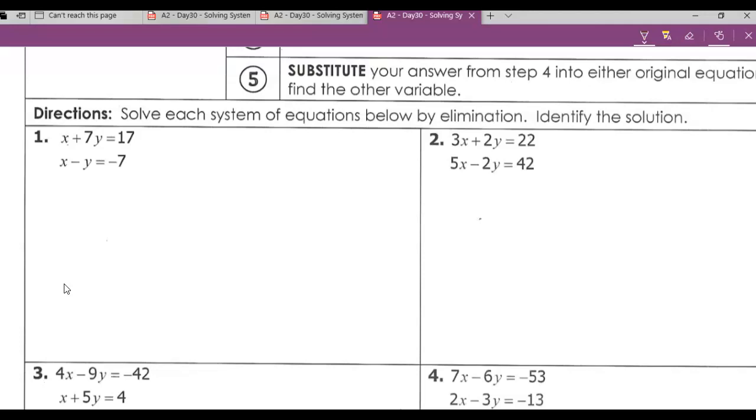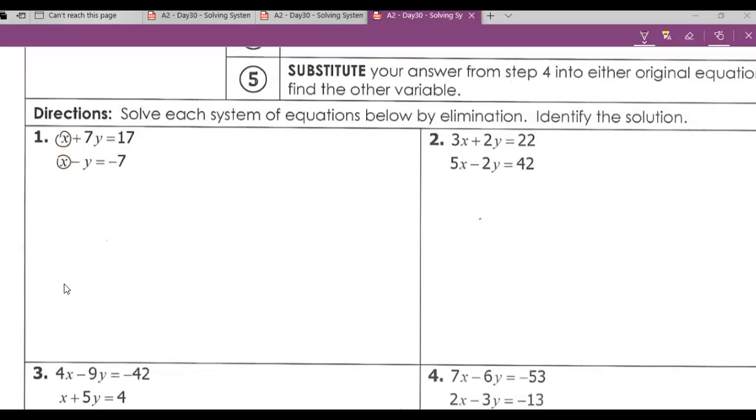So for example, in number 1, our directions are: solve each system of equations below by elimination, then identify the solution. So for number 1, we have x plus 7y equals 17 and x minus y equals negative 7. Ideally, if I added both equations, I would get an x plus another x, which would be 2 x's. I'll have more x's. Ideally, what I would like to do is get rid of the x's by subtracting them.